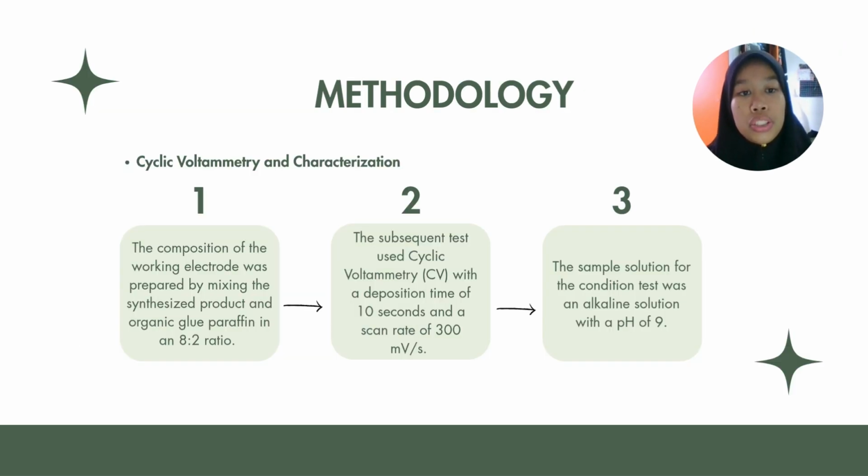Moving on to the methodology. For the methodology of cyclic voltammetry and characterization, the first one, the composition of the working electrode was prepared by mixing the synthesized product and organic glue paraffin in an 8:2 ratio. Secondly, the subsequent tests use cyclic voltammetry with a deposition time of 10 seconds and a scan rate of 300 millivolt per second. And the sample solution for the condition test was an alkaline solution with a pH of 9.